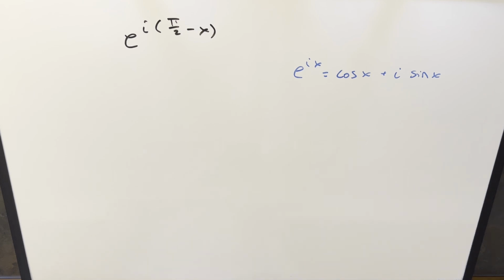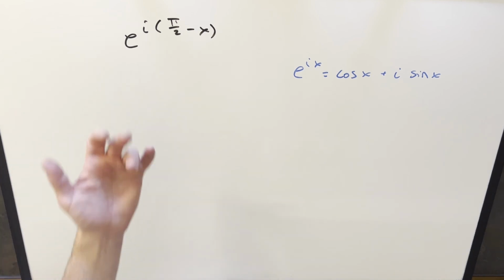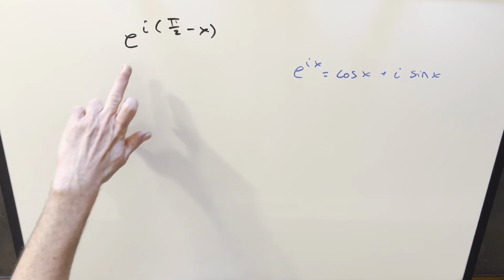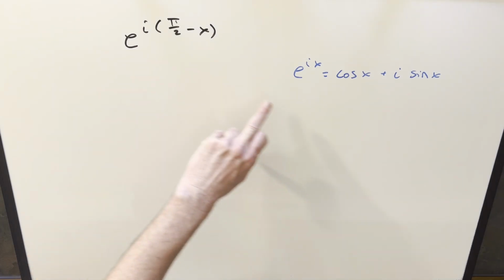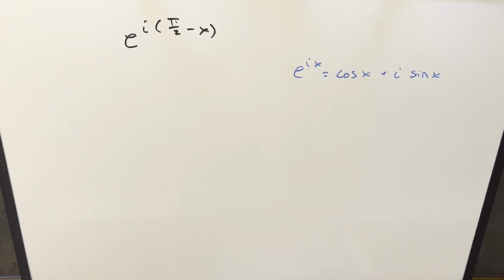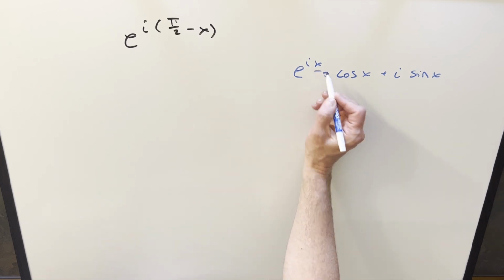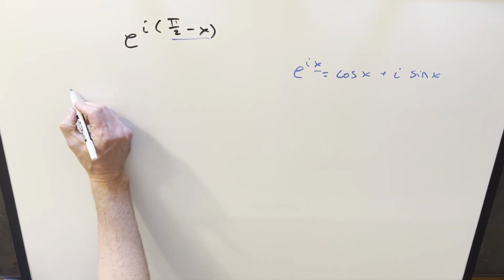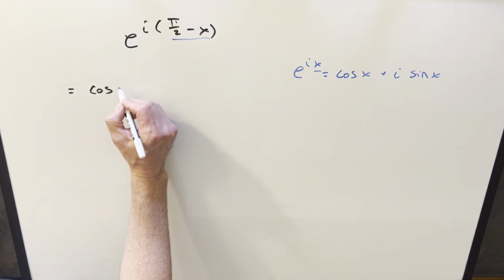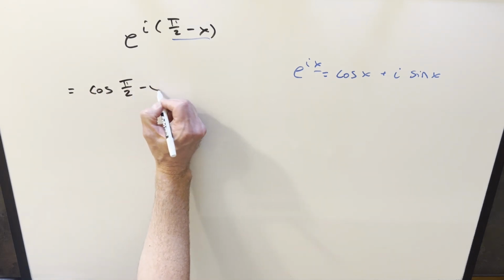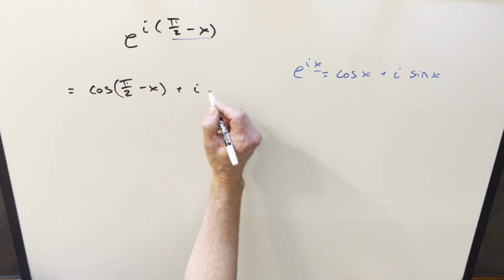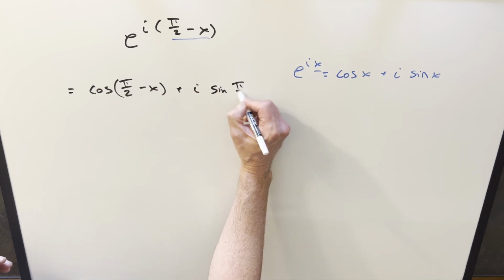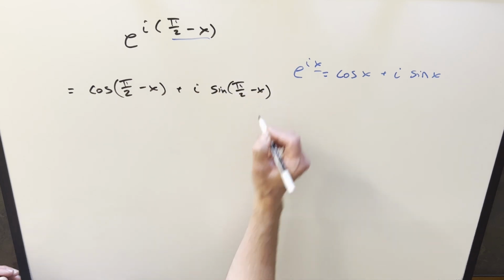Okay, what we want to do here today is derive our complementary angle formula for sine and cosine, just using this thing right here and Euler's formula. So to start with, let's just plug in. Instead of having our input of x, we have this for our input. So plug into the right side of the equation. What we have is cosine pi over 2 minus x plus i sine pi over 2 minus x.